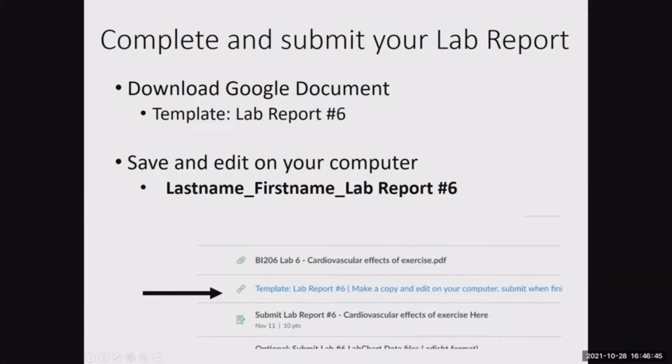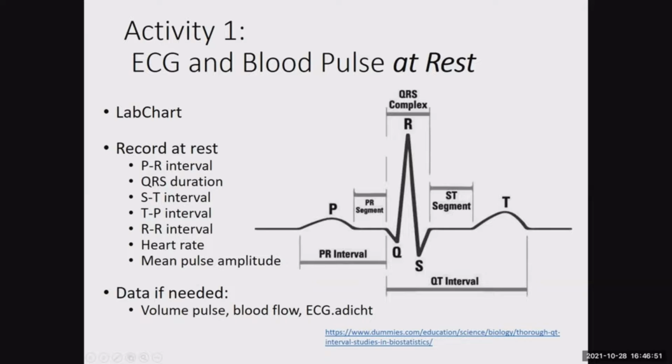And so you'll download your template and work on the lab. The first activity is going to be using the LabChart system with a 3-lead ECG. We're going to start out measuring an ECG and blood pulse rate at rest. We use the ECG electrodes as well as the pulse transducer, and there'll be a chart in which you'll go through and take these measurements. Again, refer to that diagram because that'll help you determine where you need to be measuring as you're going through and taking this data.